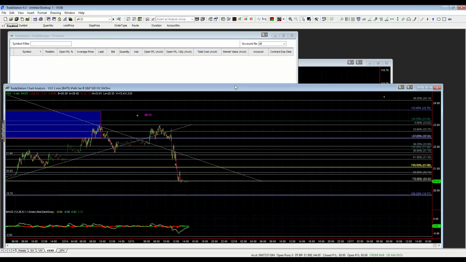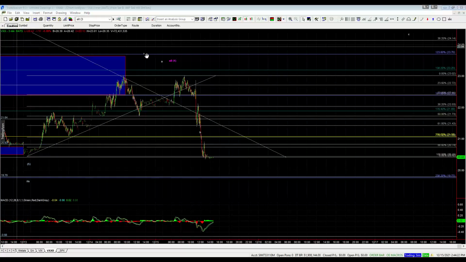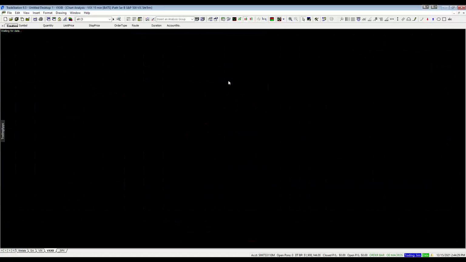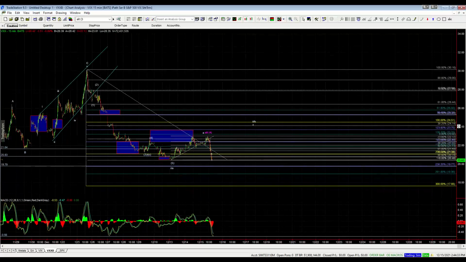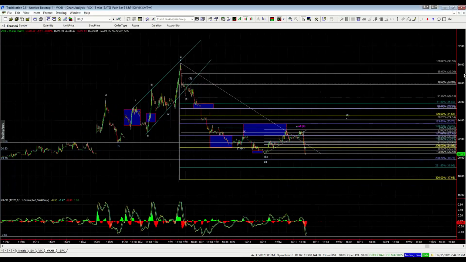I'm going to use the VXX because we actually put a trade on the VXX using this. Let's see if I still have the times on here. I think I may have deleted them. Let's see, I did. Okay. So yeah, Elliott wave is not great at projecting time.